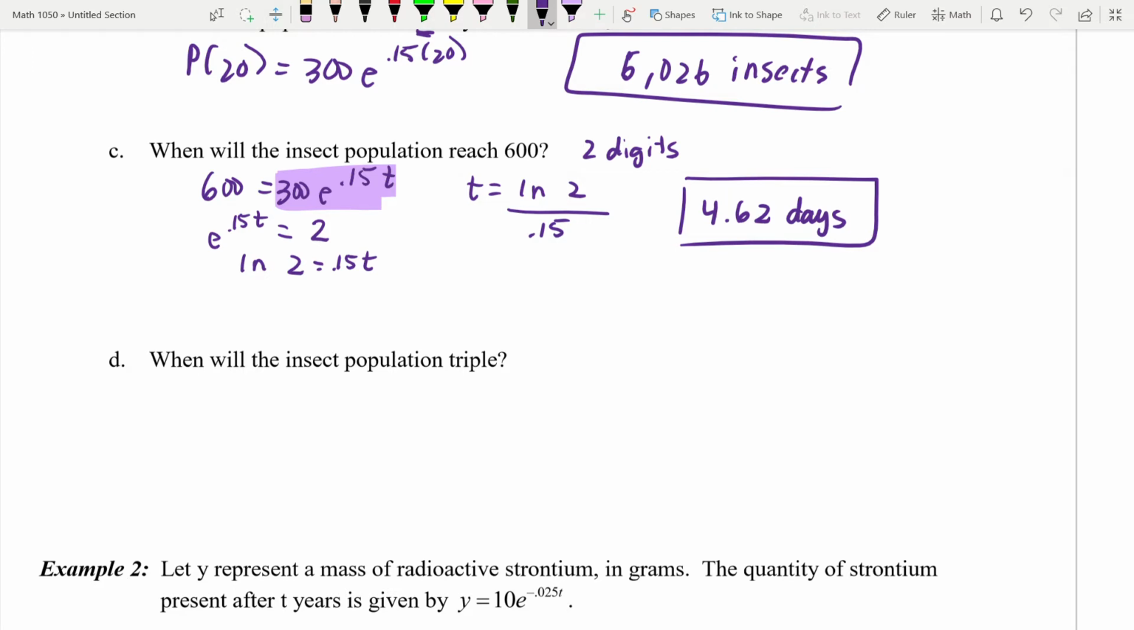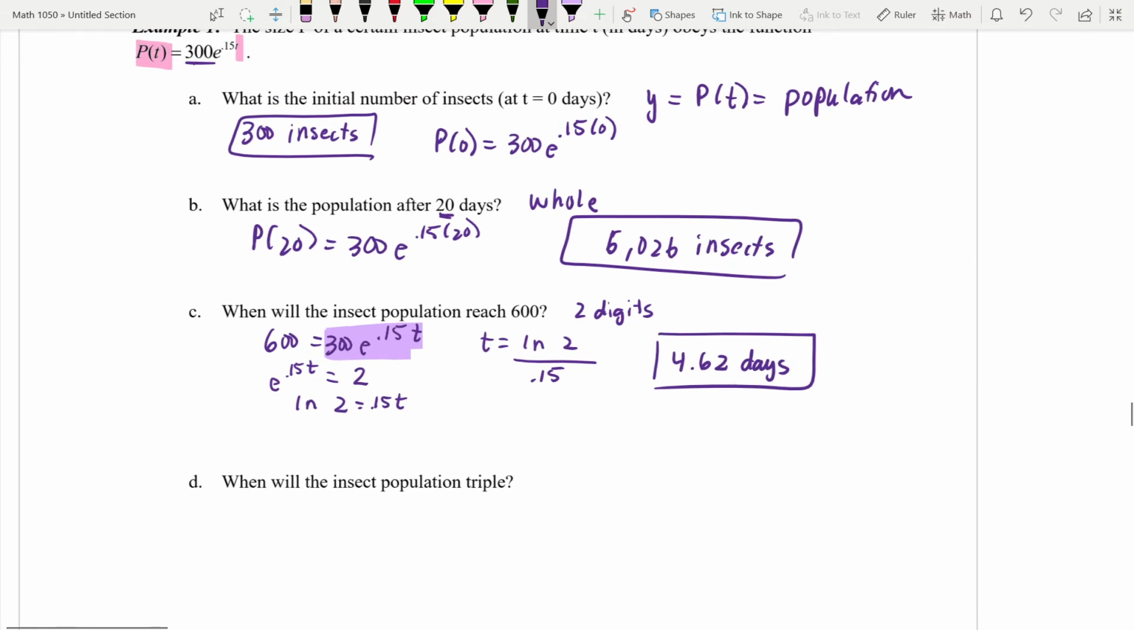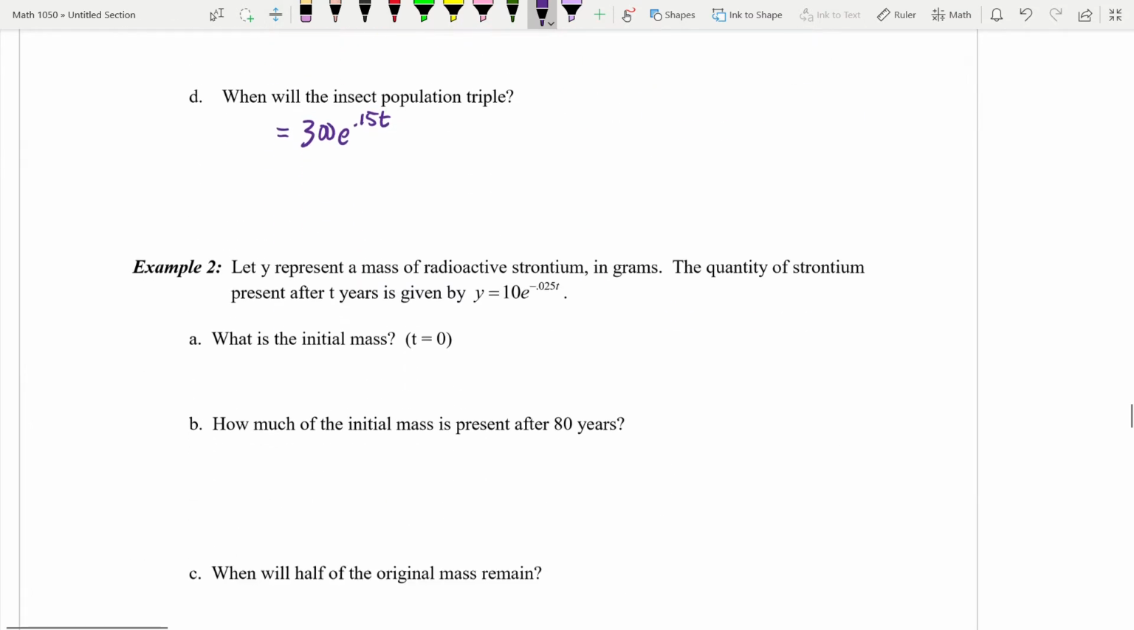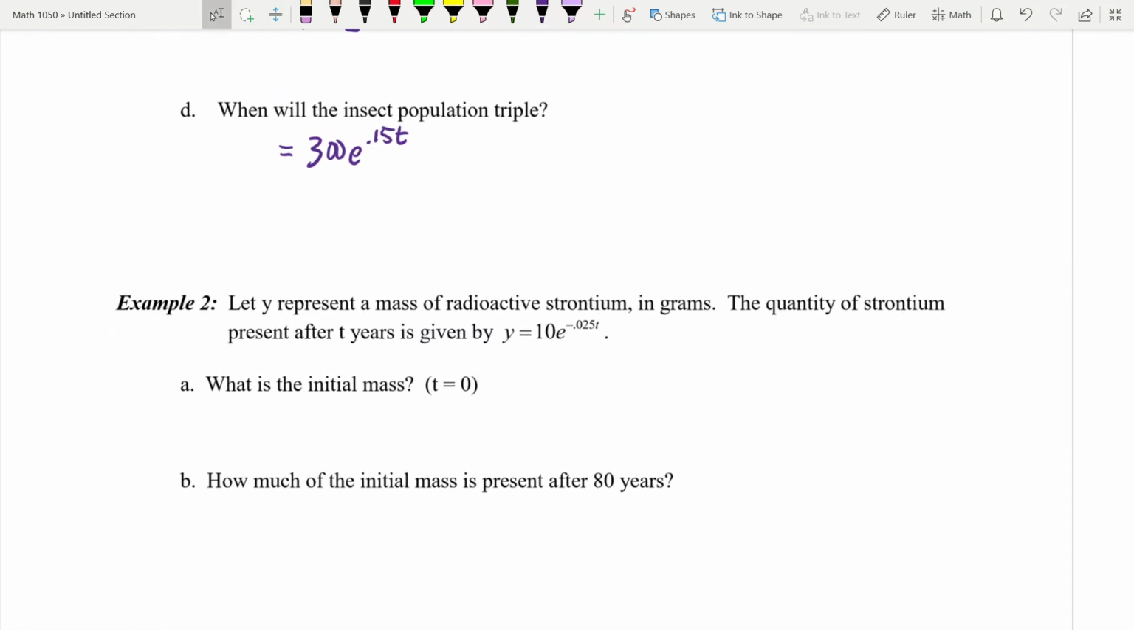Okay, when will the population triple? You have to decide what variable you're looking for. Are we looking for P of T, which is population, or are we looking for T, which is time? Everybody tell me. We're looking for time, right? So everybody go 300 e to the 0.15 t. I'm looking for t. The second I write that down, I know I'm going to have to convert eventually. Not right now necessarily, but I have to get that t out of there. I have no more numbers to work with. Someone tell me what to put on the other side.